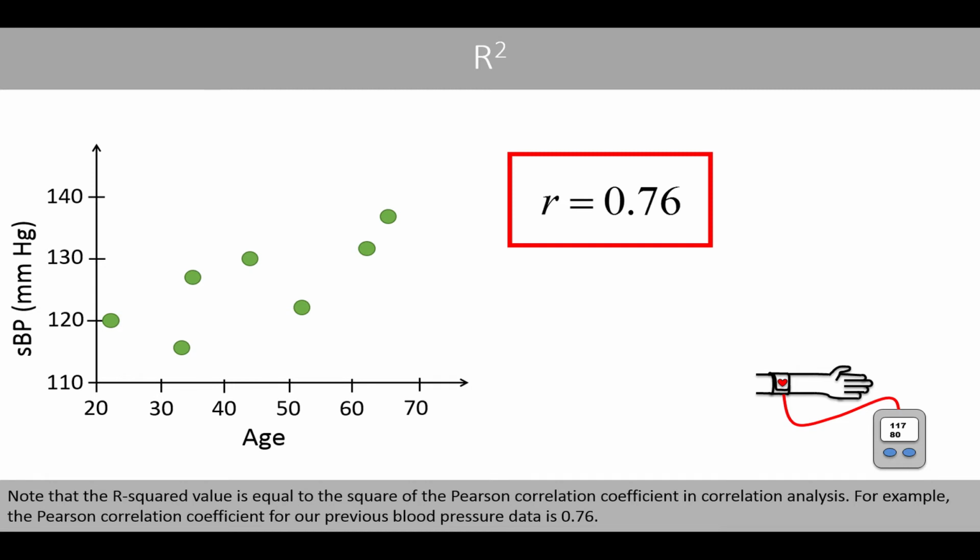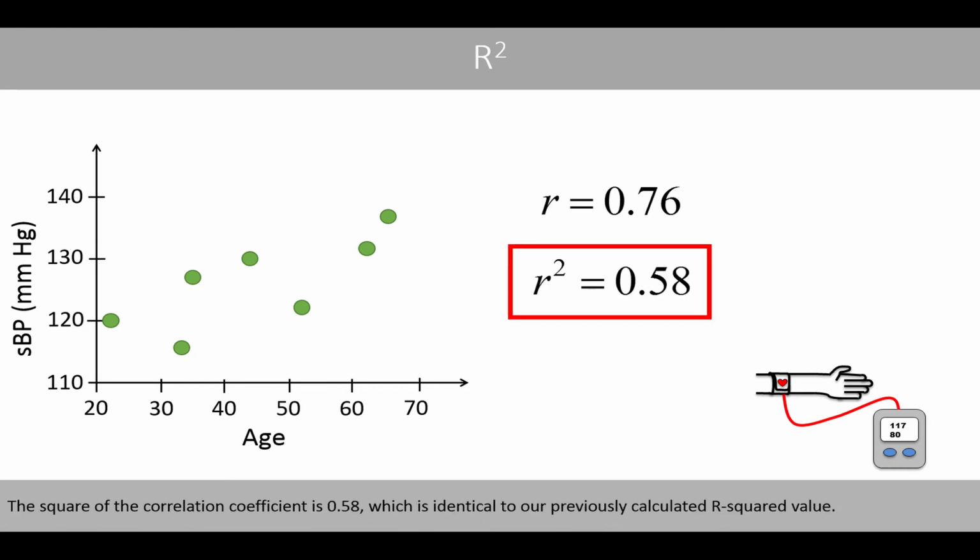Note that the R-squared value is equal to the square of the Pearson correlation coefficient in correlation analysis. For example, the Pearson correlation coefficient for our previous blood pressure data is 0.76. The square of the correlation coefficient is 0.58, which is identical to our previously calculated R-squared value.